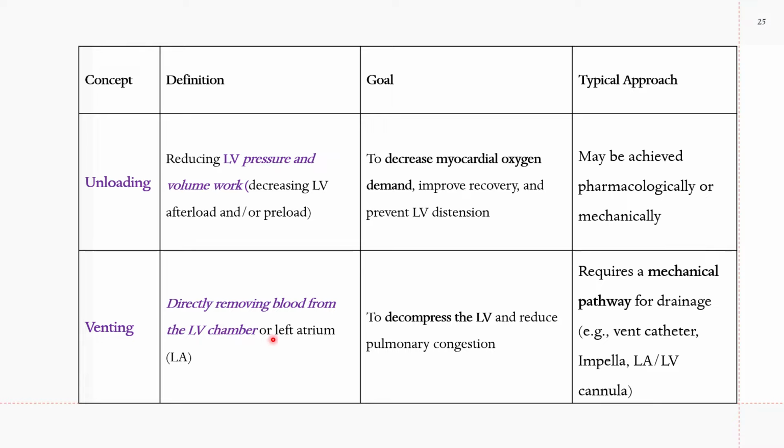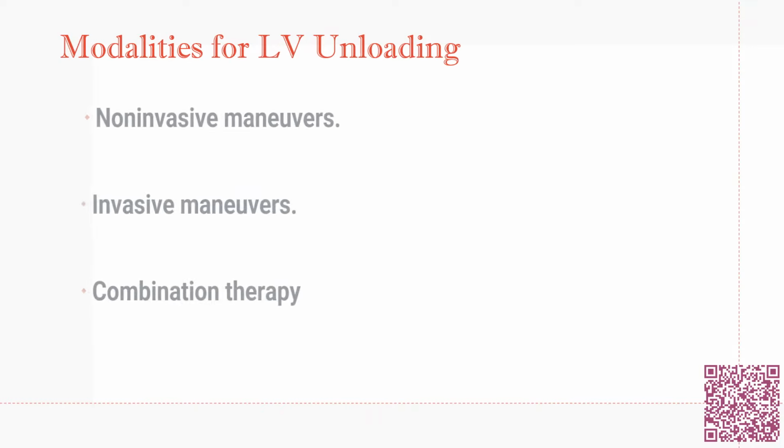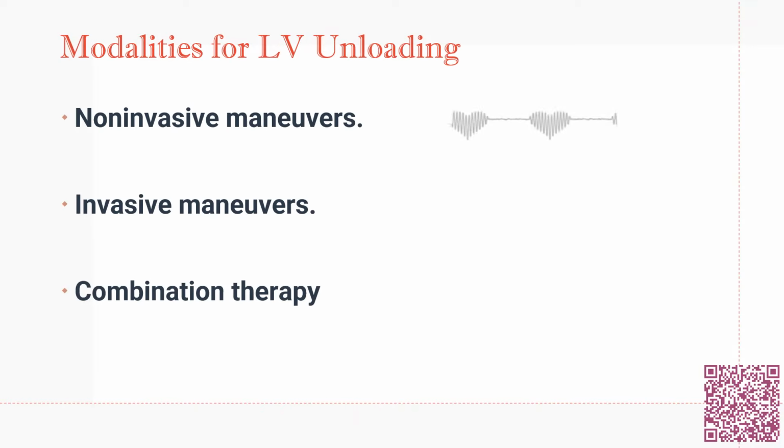Venting is the direct removal of blood from the left ventricle chamber or left atrium. It's used to decompress the left ventricle and also to reduce pulmonary congestion. It requires a mechanical pathway for drainage: a vent catheter, Impella, or LA or LV cannula. Modalities for LV unloading: non-invasive maneuvers, invasive maneuvers, and combination therapy.